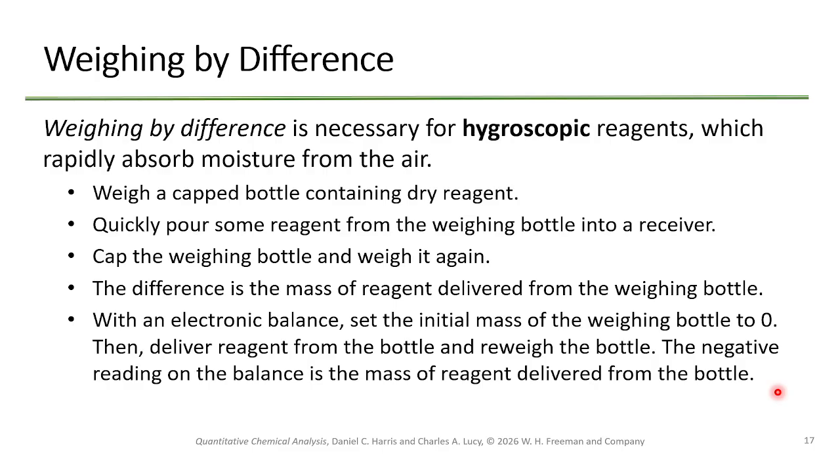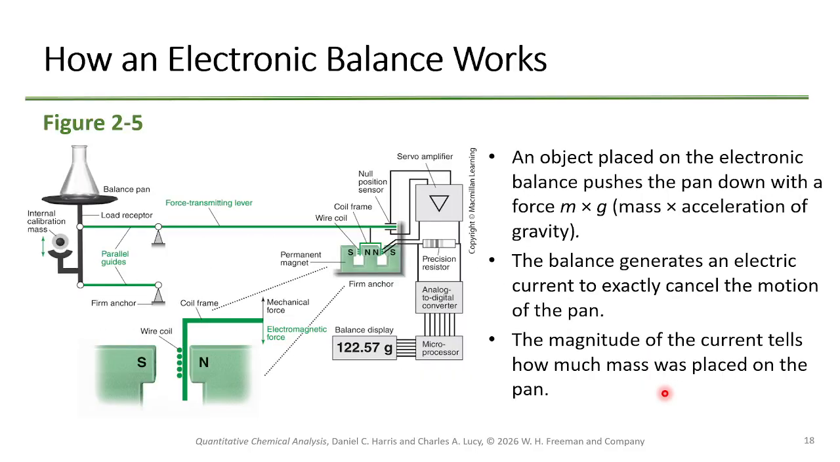Okay, if you're using an electronic balance, you actually want to set the initial mass of your weighing bottle to 0, and then you deliver reagent from the bottle, and then you reweigh the bottle. That actually is a faster way to do this. That way you can just do a negative reading, and that's your reading of the stuff you delivered, right? It's not going to be perfect. You'll still have a little error, but it'll only be the headspace and moisture area rather than all the moisture.